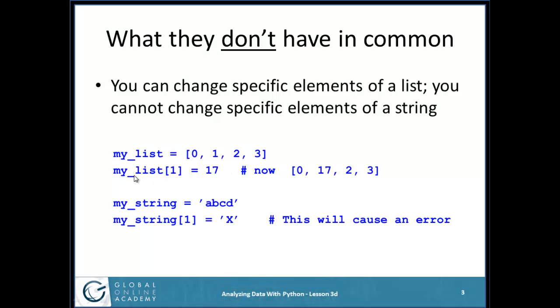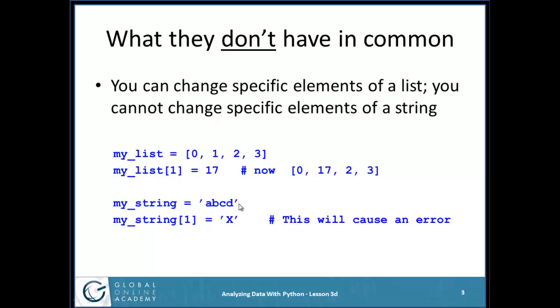And then we say, let's make mylist square bracket 1 equal to 17. That changes whatever the element is in position 1. Remember, we start with position 0. Here's position 0, here's position 1. We replace that with a 17, so now the value of the list looks like this: 0, 17, 2, and 3.